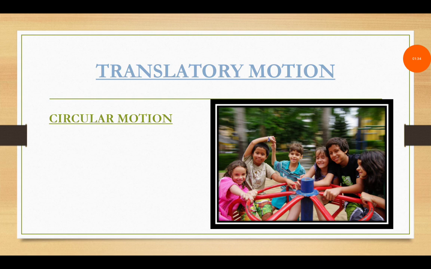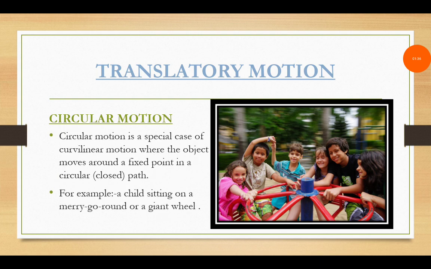Circular motion. Circular motion is a special case of curvilinear motion where the object moves around a fixed point in a circular or closed path. For example, a child sitting on a merry-go-round or a giant wheel.